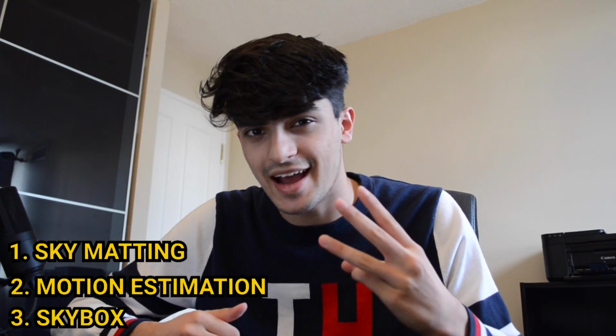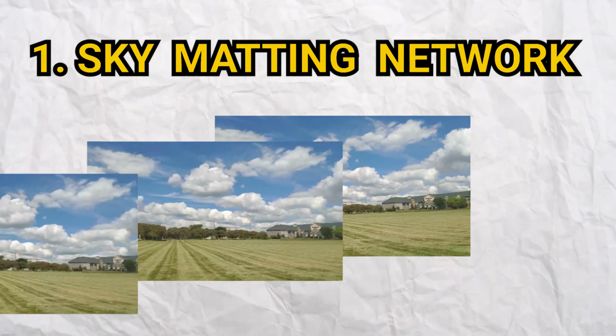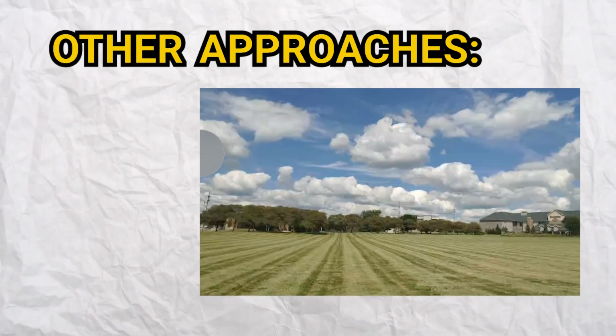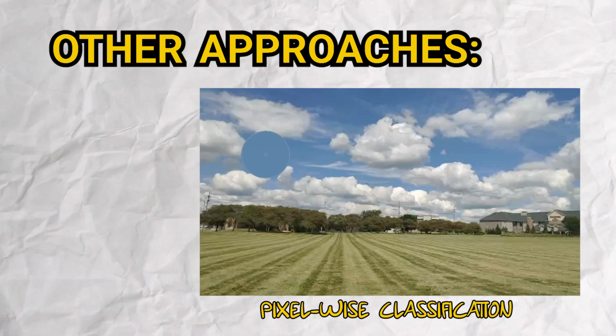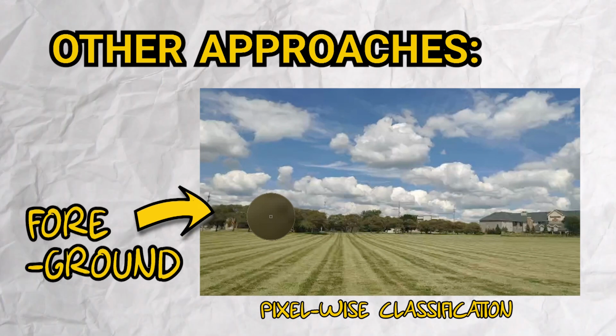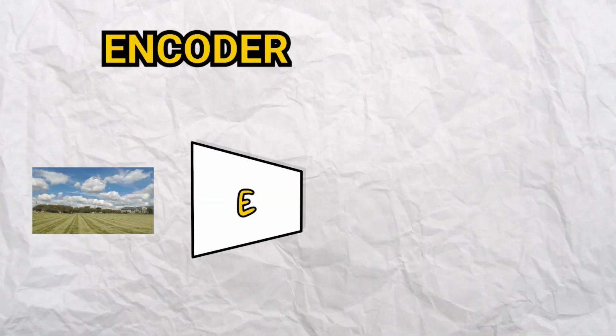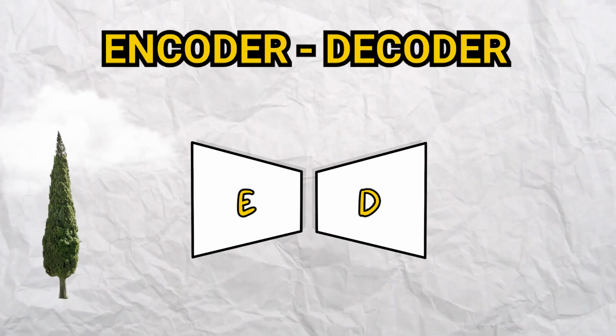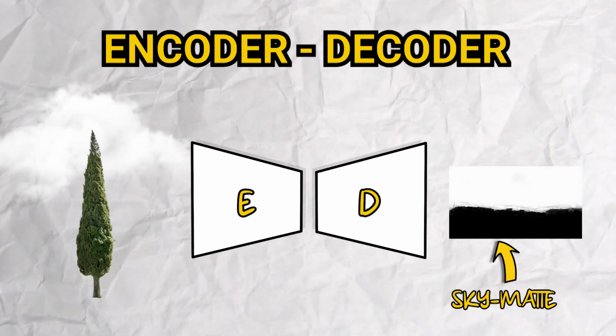There are 3 key ideas that you need to understand from this paper. A sky matting network is used to detect sky regions in video frames. Unlike other approaches, which turn the problem into a pixel-wise classification problem, meaning we're trying to determine if a pixel is part of the sky or part of the foreground, this paper approaches the problem using an encoder-decoder network. The encoder aims to learn features of the input image, while the decoder is trained to predict a coarse sky mat. So what's the result of this part of the process? Well, a sky mat is produced, which can now be used downstream to replace the sky in the video.